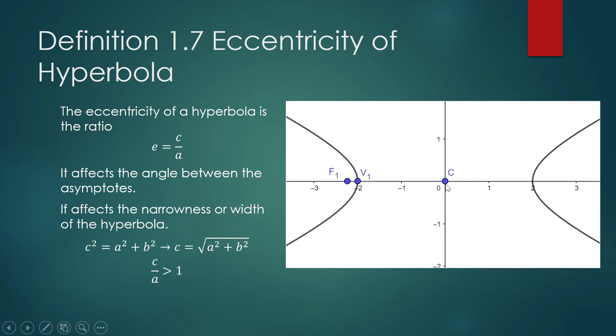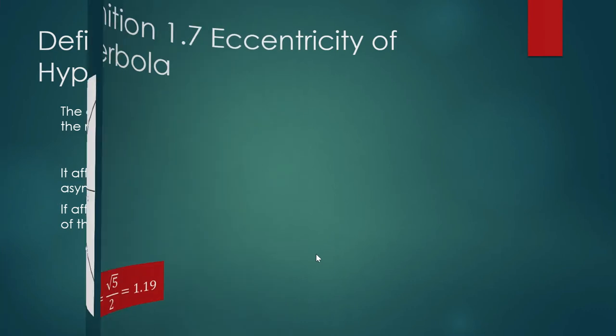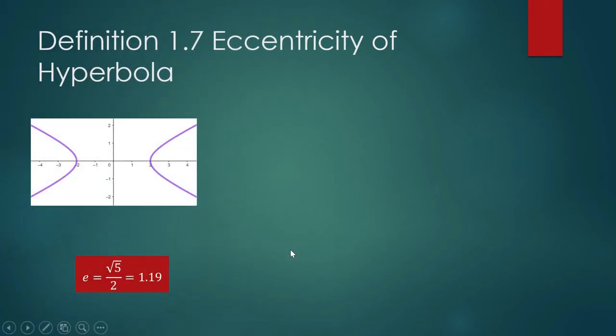This is the center of our hyperbola, and this is your vertex. The distance of your vertex from the center is what we call A. The distance of one focus from the center is what we call C. So C over A, because C is greater than A, has to be greater than 1. I will show you different curves of a hyperbola and their corresponding eccentricity.